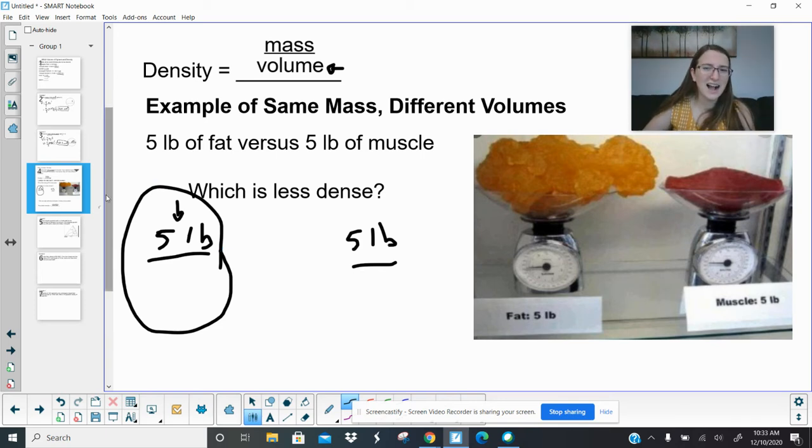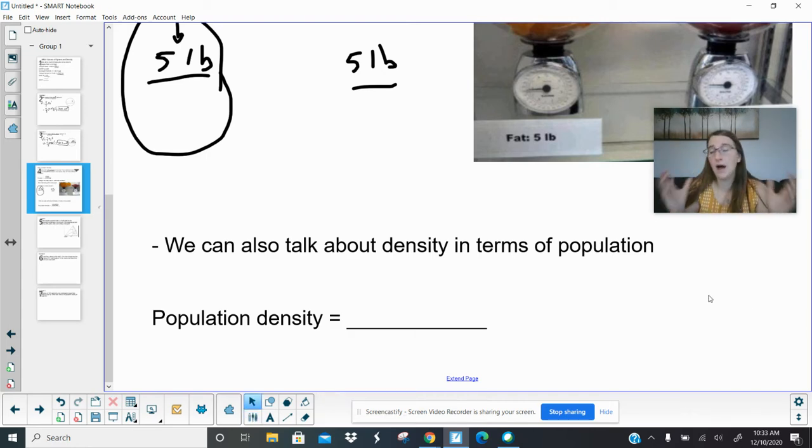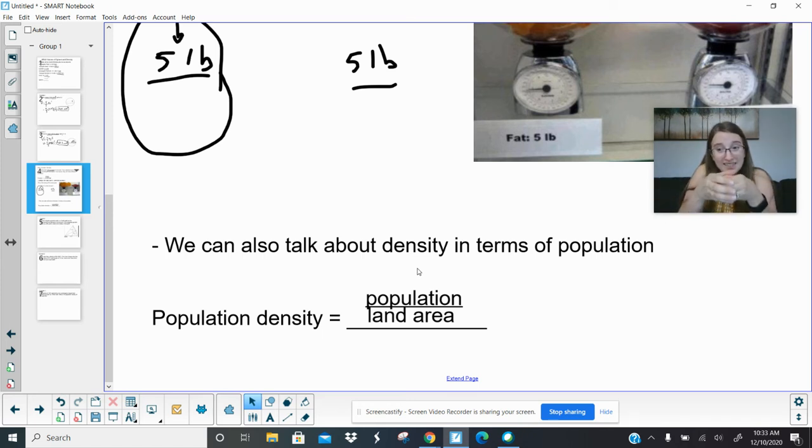So there's one more thing. It's kind of random, but they really just throw it in here into geometry, and I have to teach it. We can also talk about density in terms of population, like population density, if you've ever heard this term before. What it refers to is how many people, or how many animals, there are in an area, divided by the area they live in. New York has a very high population density because it's pretty small, actually.